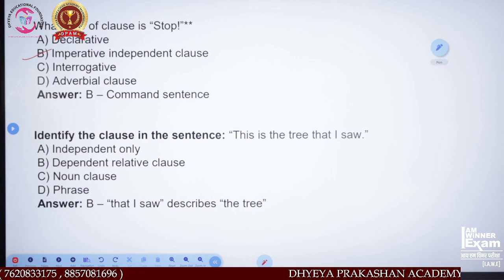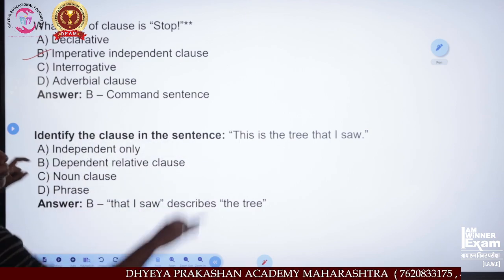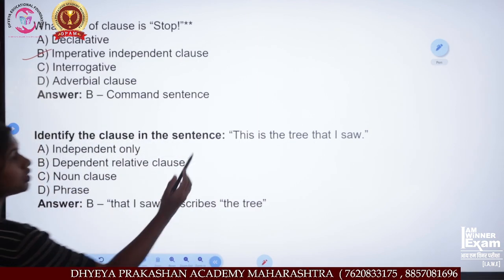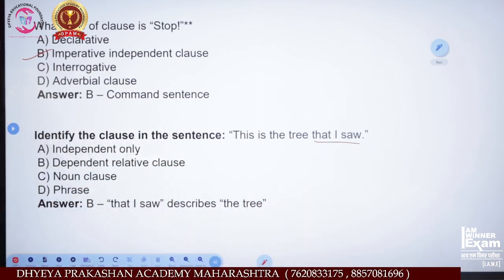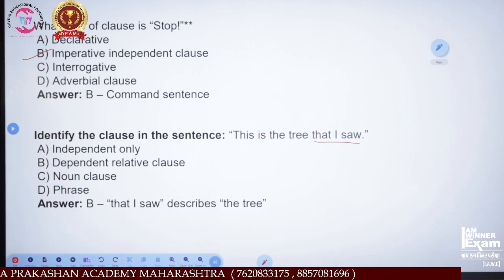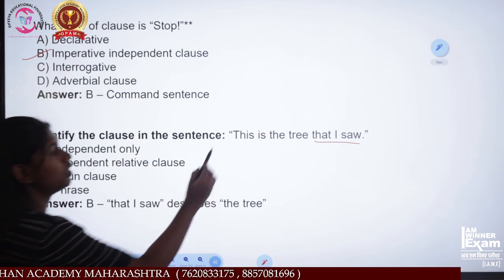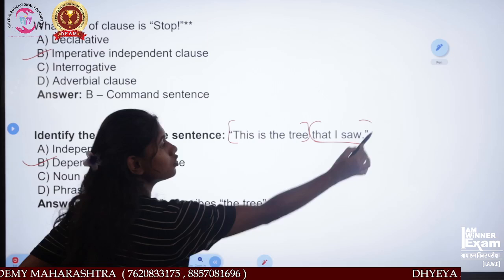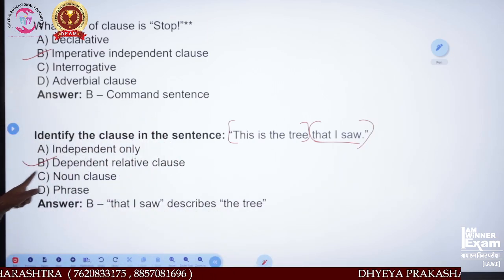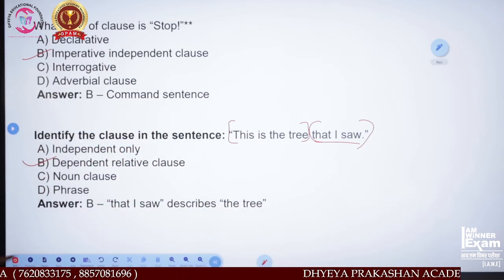Now, here independent, what does independent mean? That it doesn't depend on anyone, right? But "this is a tree that I saw." "That I saw" means what? It is dependent, right? This is the tree that I saw. "That I saw." So it is a dependent relative clause.